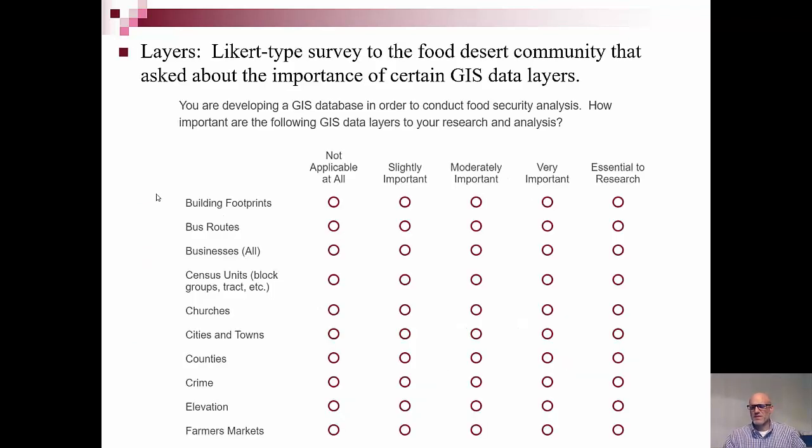So what we did, and I'll talk about my methods in a second, but when we look at the actual layers, I just put a list of layers, and we developed this with Tysean and a couple of other students who were really interested in this subject. They did a lot of the legwork on this, but we developed a Likert type survey distributed to the food desert community that asked about the importance of certain GIS layers. And we were looking at both public and individualized transportation, as well as enumeration units for local scale, high scale analysis, because your national scale food security analysis is going to be focused on entirely different things.